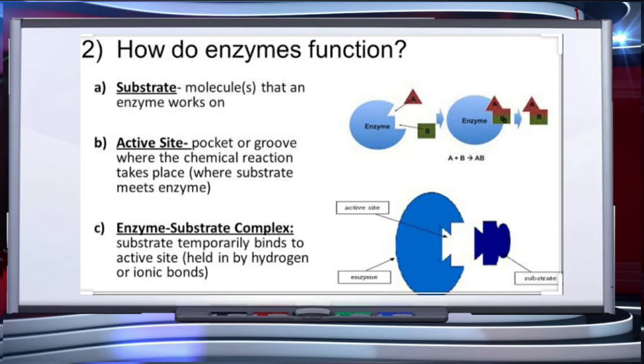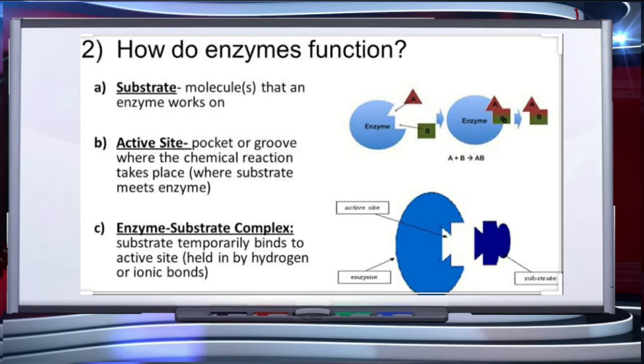Now let's understand how enzymes function. Substrate, active site. When a substrate reacts with an enzyme, it forms an enzyme substrate complex. Let's understand what a substrate is with an example. Protein present in milk is casein, and an enzyme which digests this protein is renin. So casein protein is a substrate. A substrate is a molecule that an enzyme works on. Active site is a pocket or groove where the chemical reaction takes place, where substrate meets enzyme and a complex is formed, that is the enzyme substrate complex.